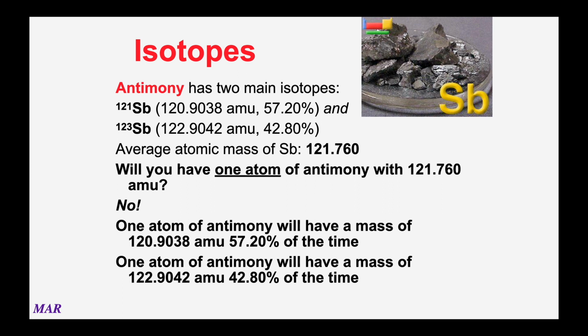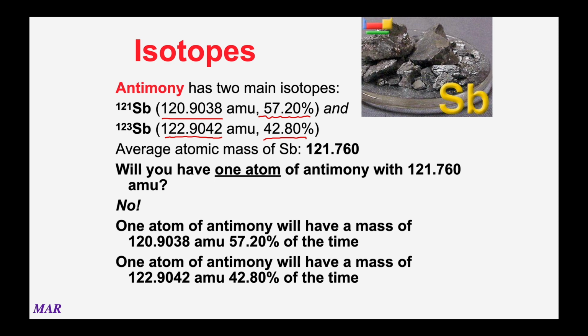If you have a big bag of antimony, you start pulling out antimony atoms and you can somehow magically figure out their masses automatically, you'll never have a mass of 121.76. 57.20% of the time, you're going to get an antimony with 120.9038. And 42.80% of the time, you're going to get an antimony with 122.904. Remember, the 57.20 is almost 60%, which is like 6 out of 10. 42.80 is about 40%, about 4 out of 10. So 6 out of 10 times the 120.9 and 4 out of 10 times roughly 122.9.